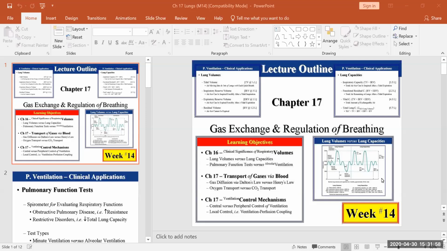Now we move on to chapter 17, the physiology of our respiratory system. So we're going to go over how gases are being transported in our blood plasma and also red blood cells. And we're going to briefly go over how ventilation is being controlled. So ventilation control mechanism, okay? Now let's go over on the next slide.